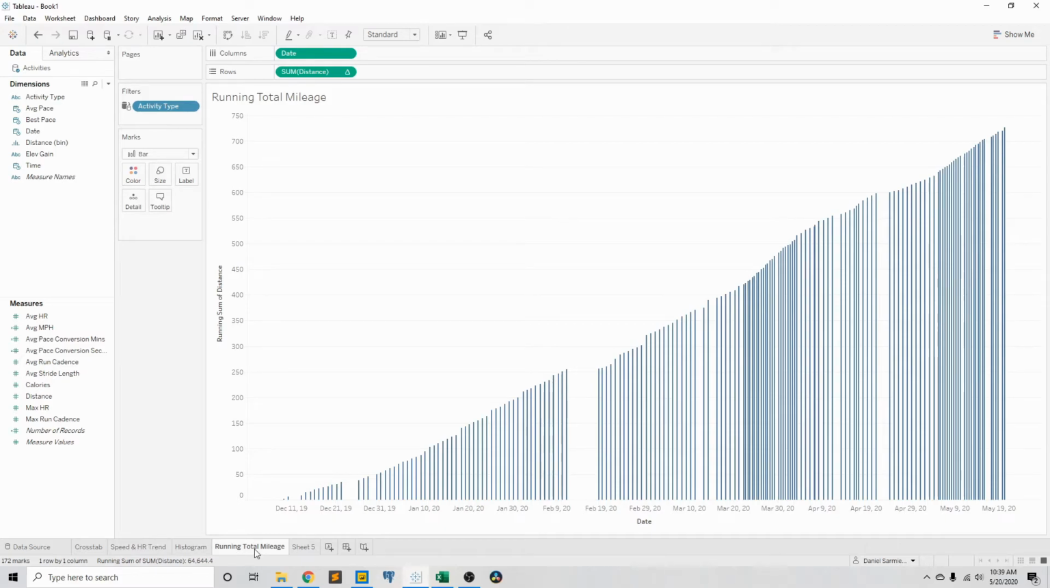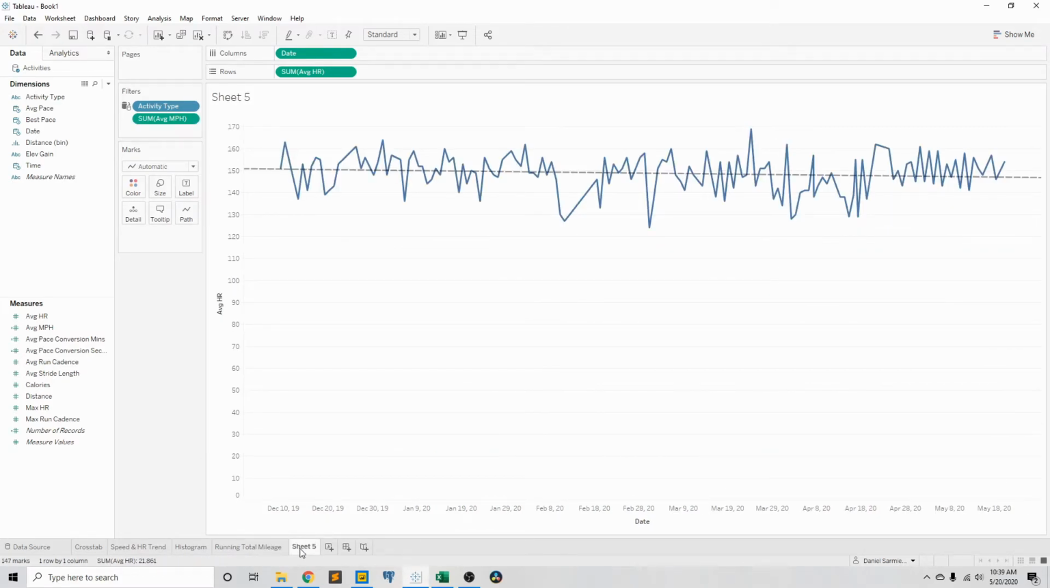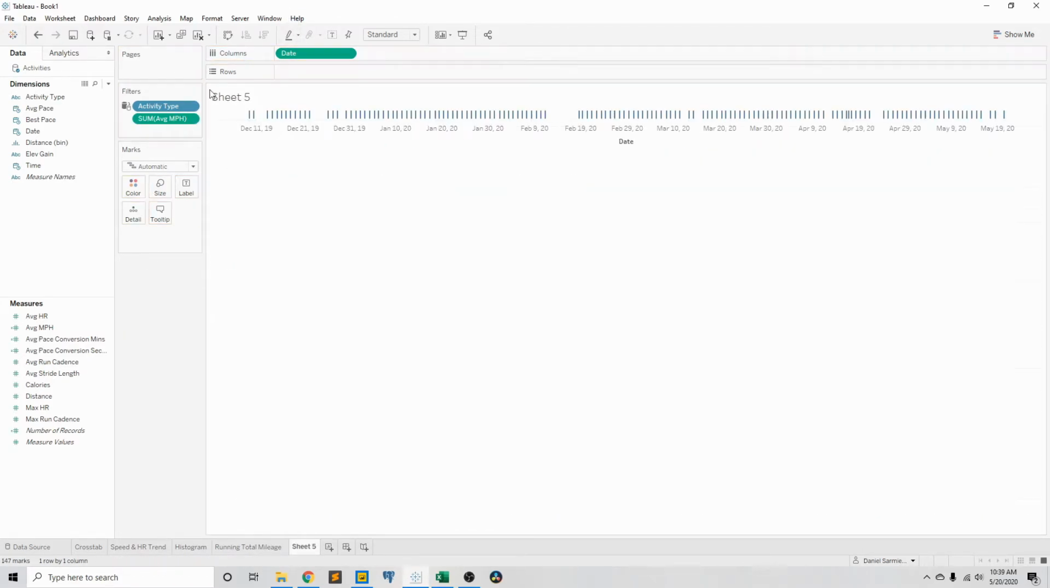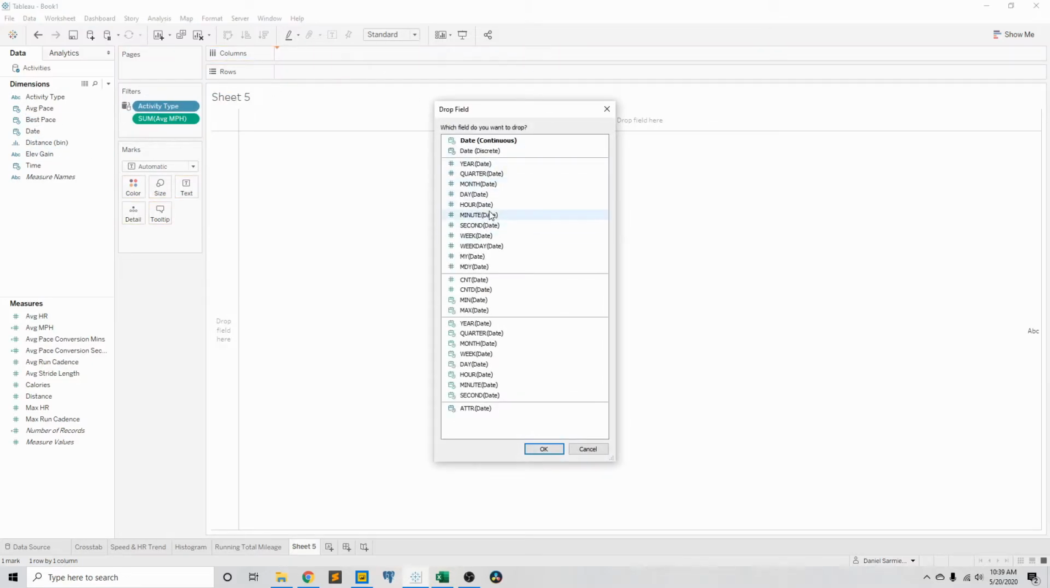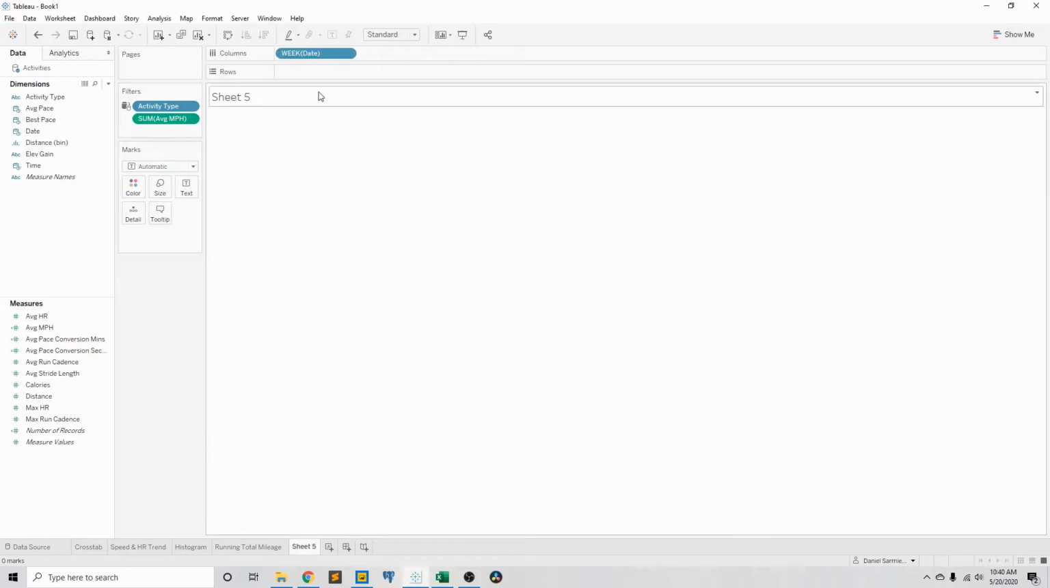Okay, and what else do I want for this view? I don't need to look at this one anymore. I've added it somewhere else. I want to show you guys probably another view, because if heart rate is not changing so much, it could look different if I look at it in a value distribution. So I'm going to aggregate this data by week.